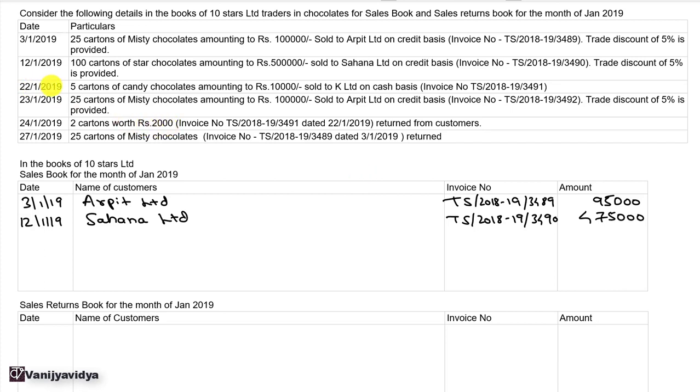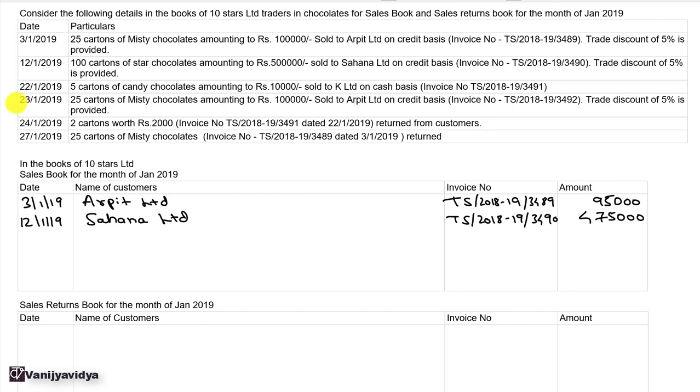Next, 22nd Jan 2019, 5 cartons of candy chocolates amounting to rupees 10,000 sold to K Limited on cash basis. Invoice number is TS 2018-19 3491. So now this is sold on cash basis, so it won't be recorded in the sales book. Sales day book will have only credit sales entries. So this cash sale will be recorded in the cash book. The entry will be cash account debit to sales account, and the amount will be 10,000.